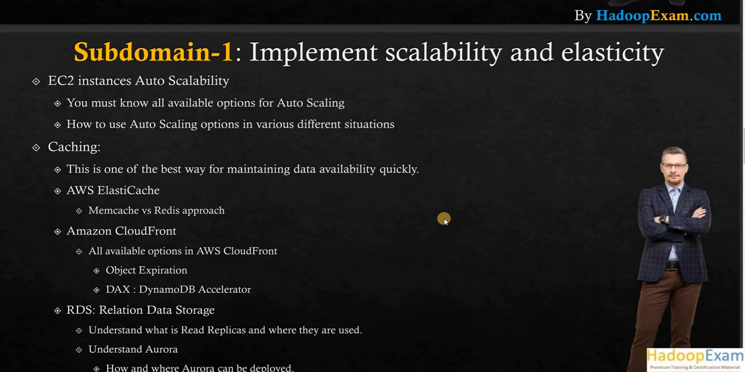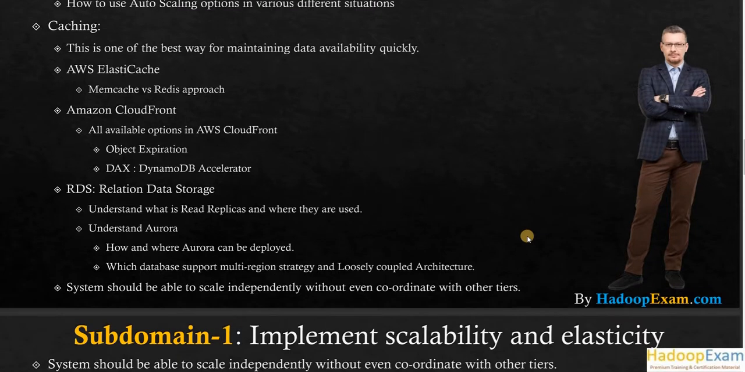Amazon CloudFront is applicable to your videos, images, files, audio files, and how you can make them available based on the geography easily. So you need to cache these objects in various geolocations. Then when do you want to expire your object? Then DynamoDB Accelerator you should know. These are the names I'm suggesting, which you need to go through when you start preparing for this.